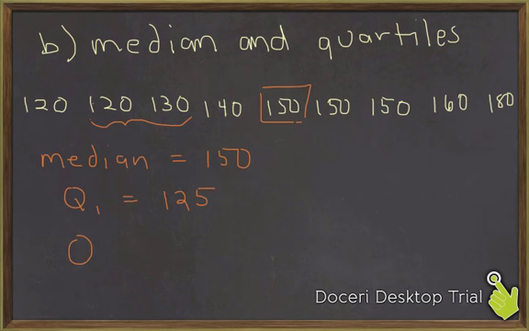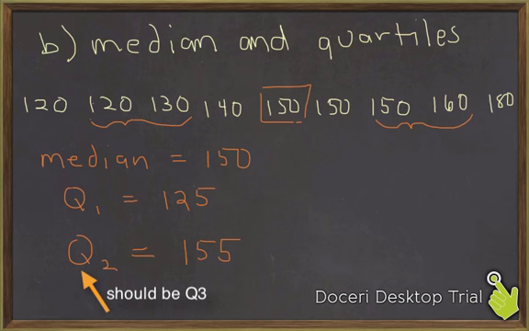All right, so now to find quartile 3, we're going to take the second half of the data, and the two numbers that are in the middle are 150 and 160, so our third quartile value would be 155.